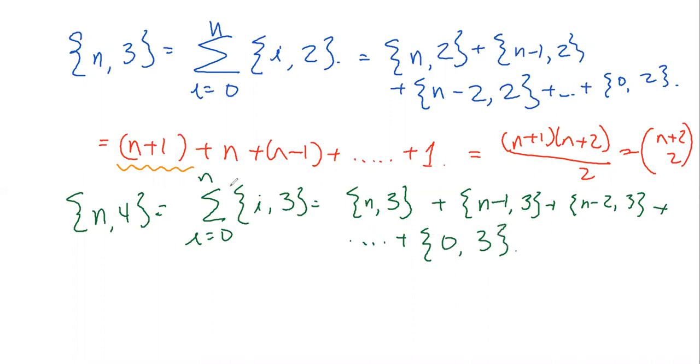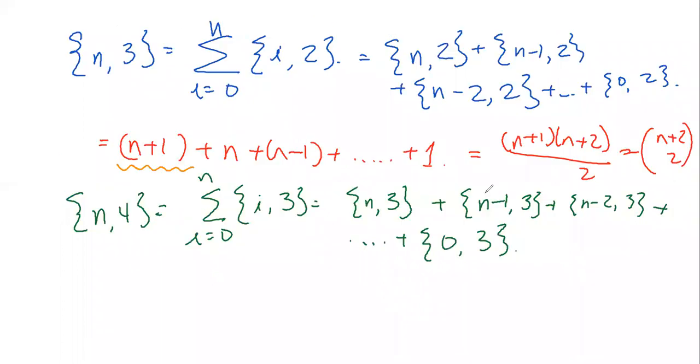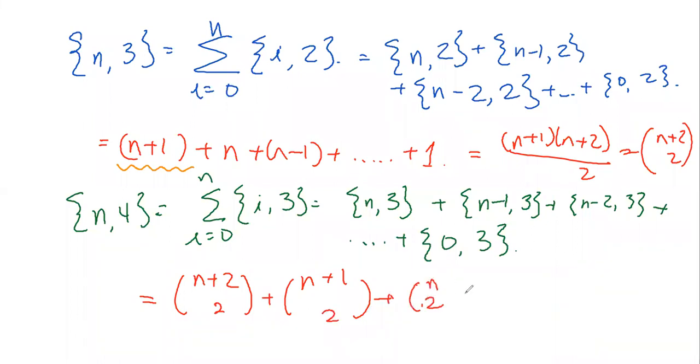It's the same concept as before if we have 4 kids. It's just now we're assigning the first value to the first kid again, and we're just dealing with the other n minus x candies with the other 3 kids. And we can also fill this in with what we know to be n choose 2. So we could say that's n plus 2 choose 3 plus n plus 1 choose 3. Oh, not choose 3, choose 2. My bad. I'm a liar. n plus 2 choose 2 plus n plus 1 choose 2 plus n choose 2 plus n minus 1 choose 2. And this would go all the way down to 2 choose 2.